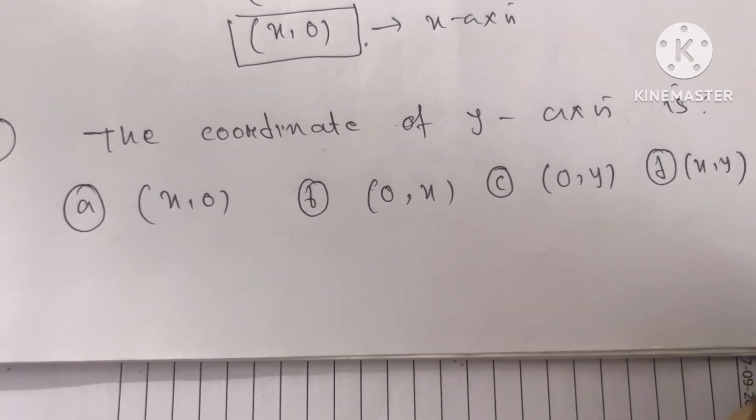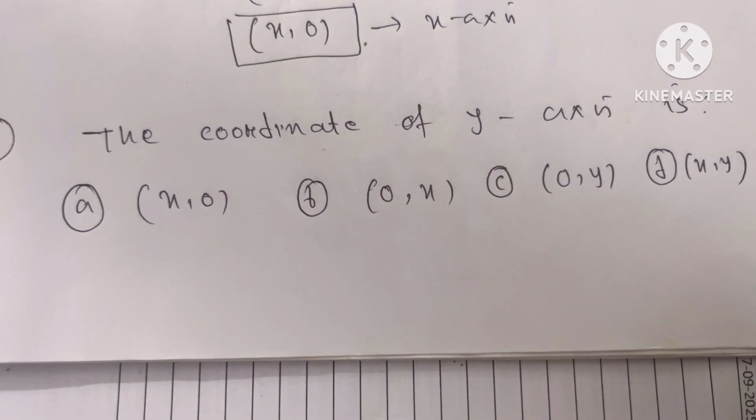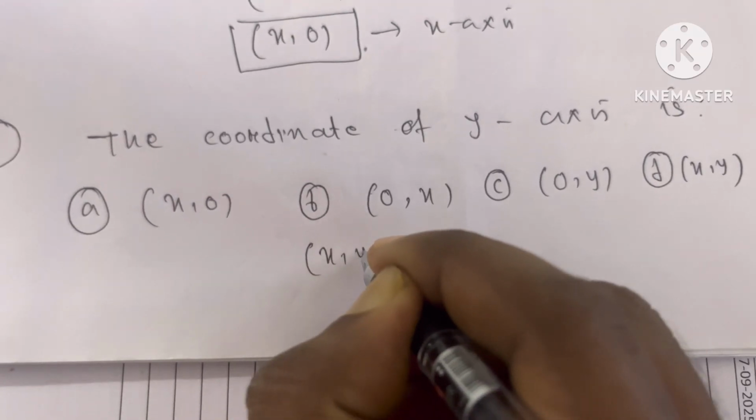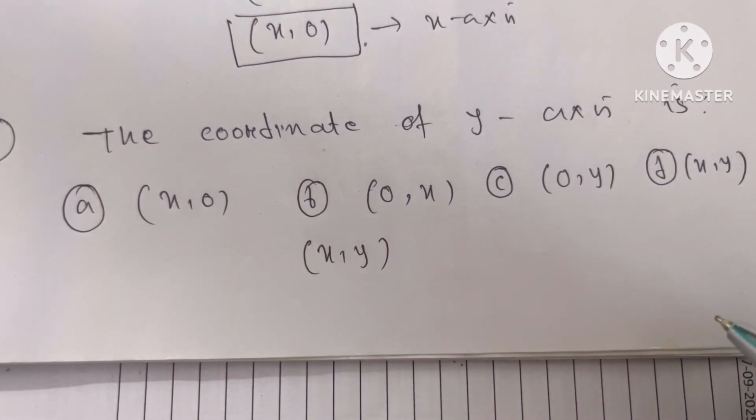Question number 4: the coordinate of y-axis is x comma 0, 0 comma x, 0 comma y, or x comma y. This is very easy, same as question number 3. As you know, the standard form of coordinate is x comma y. For representing any point in the Cartesian plane, we need the values of x and y. That means we represent a coordinate point in the xy plane, the Cartesian plane, as x comma y.